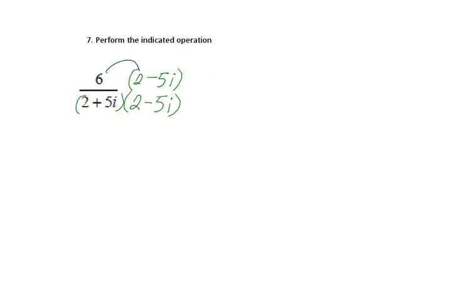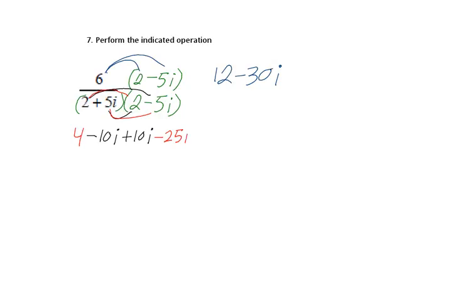6 times 2 is 12. 6 times negative 5i is negative 30i. Okay, great. We'll come back to that. Let's go to the bottom. 2 times 2 is 4. 2 times negative 5i is negative 10i. Negative 5i times 2 is positive 10i. And negative 5i times 5i is negative 25i squared.